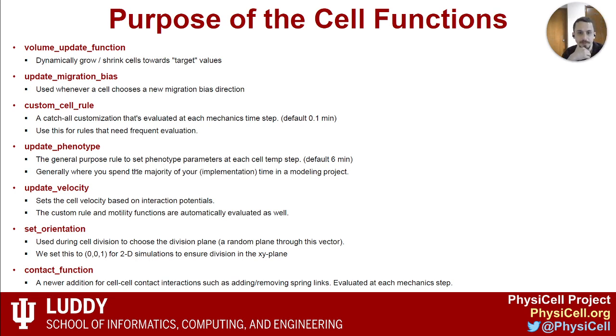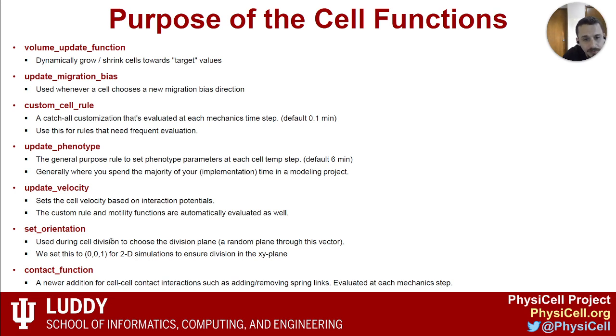The update phenotype is basically the more useful function when you change the behavior of the phenotypes in your project. You can change that function, and it updates according to the phenotype time step, which by default is 6 minutes. The default of the mechanics, I forgot to mention, is 0.1 minutes. The update velocity basically takes all the functions for determining the equilibrium between the cells, the forces that include the forces of migration, adhesion, and repulsion, and if you have some elastic attachment as well.